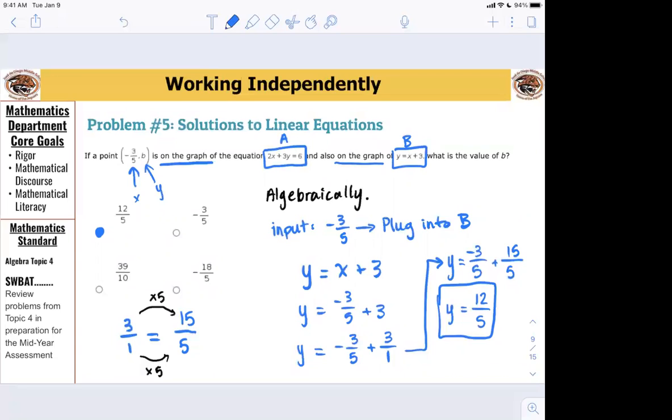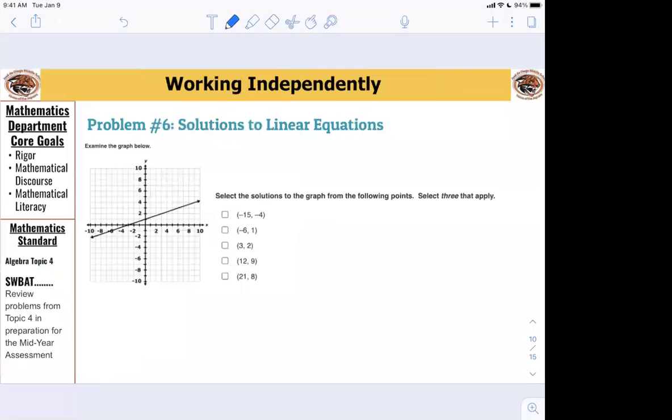Any other questions? All right, moving right along, 4 more problems. Number 4, it's 5, 6. Ooh, what are we on?